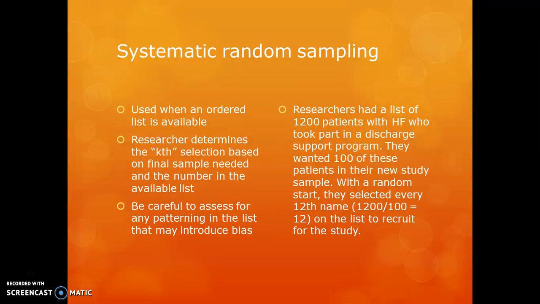So, example, researcher had a list of 1,200 patients. They took part in a discharge support program. The researchers now wanted 100 of these patients in their new study. So with a random start on this ordered list, they select every 12th name. 1,200 in the original, they want 100, so it would be every 12th on the list to recruit for the study.